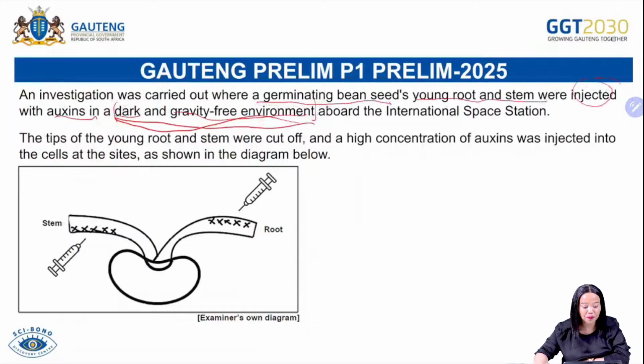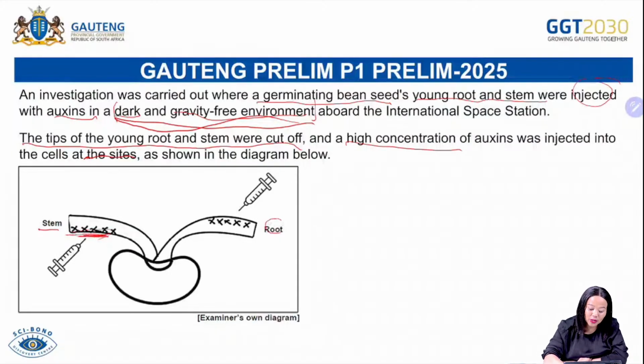Let us carry on. The tips of the young roots and stems were cut off. Then you need to ask yourself, why did they cut off the tips of the roots and the stem? A high concentration, not just a concentration, but a high concentration of auxins was injected into the cells at the side. So if you look at the stem, the bottom side was injected with a high concentration of auxins.